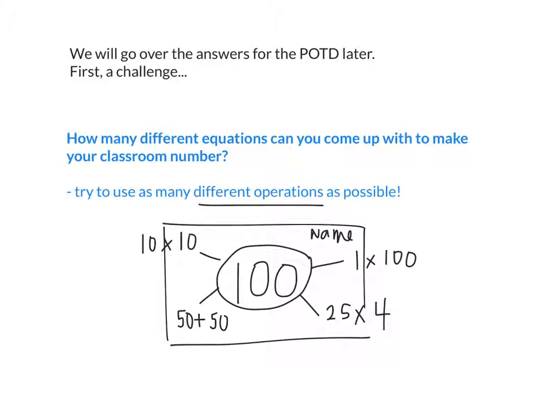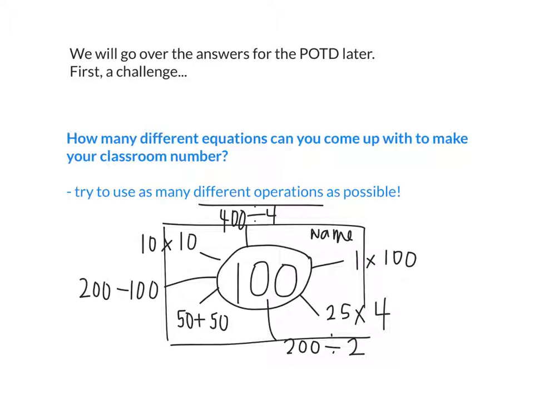Shobit. 200 divided by 2. There's a different operation. Tatiana. 400 divided by 4. 400 divided by 4. Okay. There's one operation I haven't used yet. I've used multiplication, addition, and division. What's one other way that I could use a different operation? Arnav? 200 minus 100.